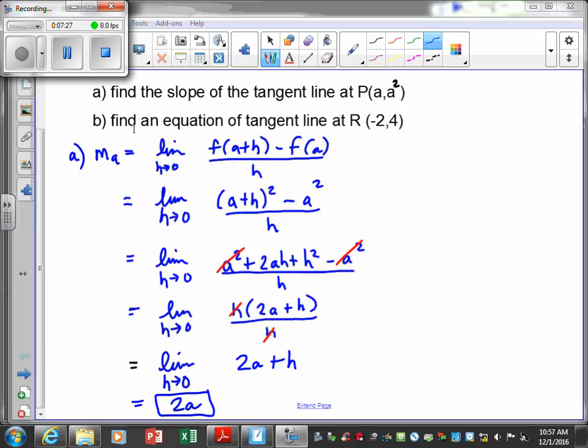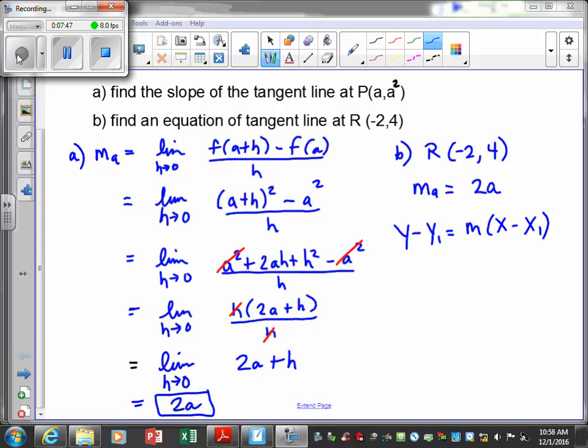Part B asks us, find an equation of the tangent line at the point R. Okay, here's my point, and here's my slope. I need an equation of the line. What do you think we can use? Point slope form, right? We have a point, we have a slope, so our point slope form. Okay, so that's our point slope form. Let's fill that in. So it's going to be y minus y1. Our slope is going to be 2a.